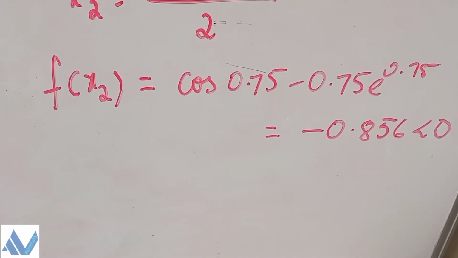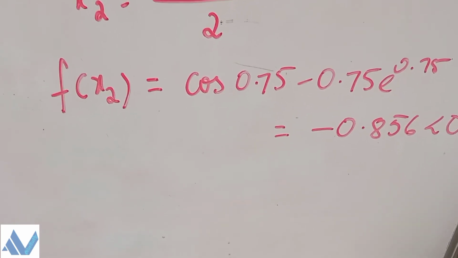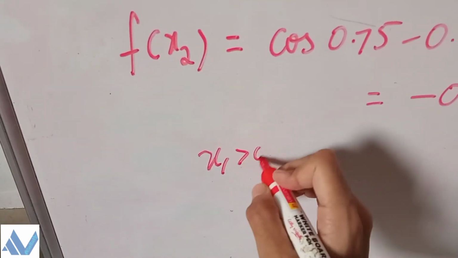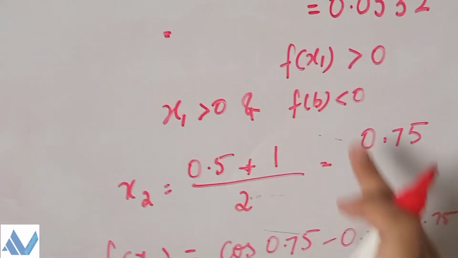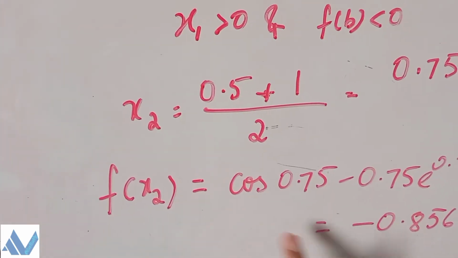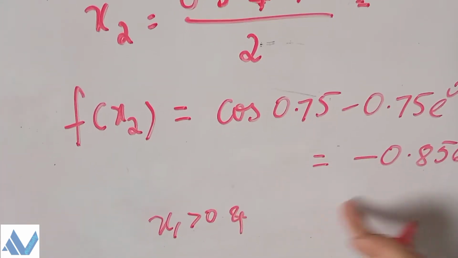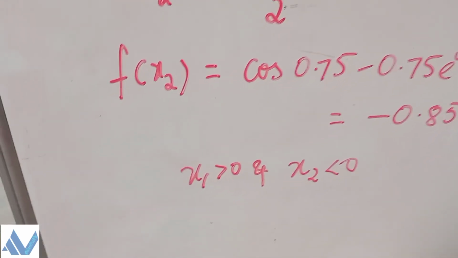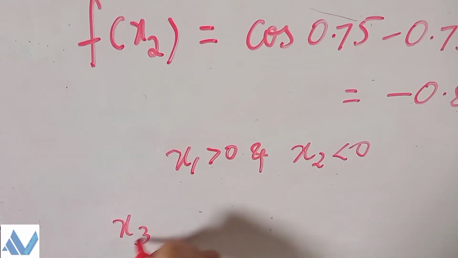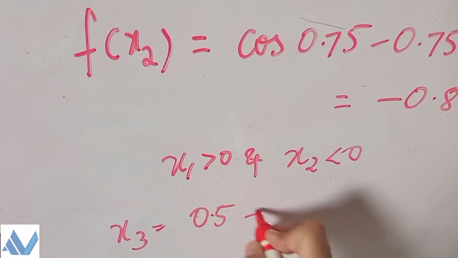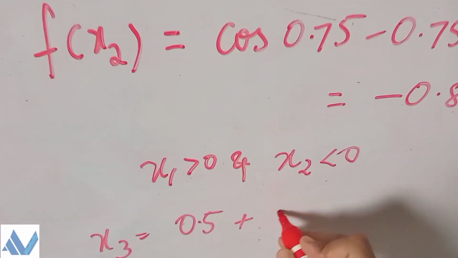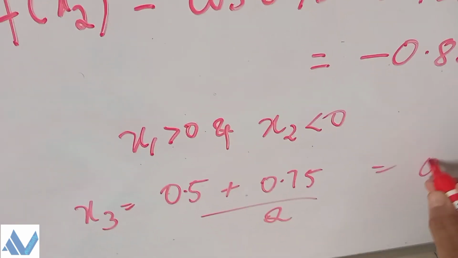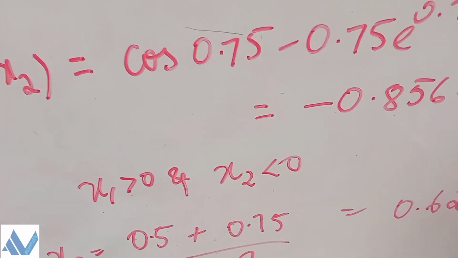So now we have got a value which is less than 0, and in the previous one we had taken f of x1 greater than 0, that will be the same, and it was f of b less than 0, but now we have got another value which is less than 0. So we will take the recent value, that is f of x2 is less than 0. Now for x3, x1 value we had got 0.5 plus x2 value we got 0.75 by 2, which is equal to 0.625.